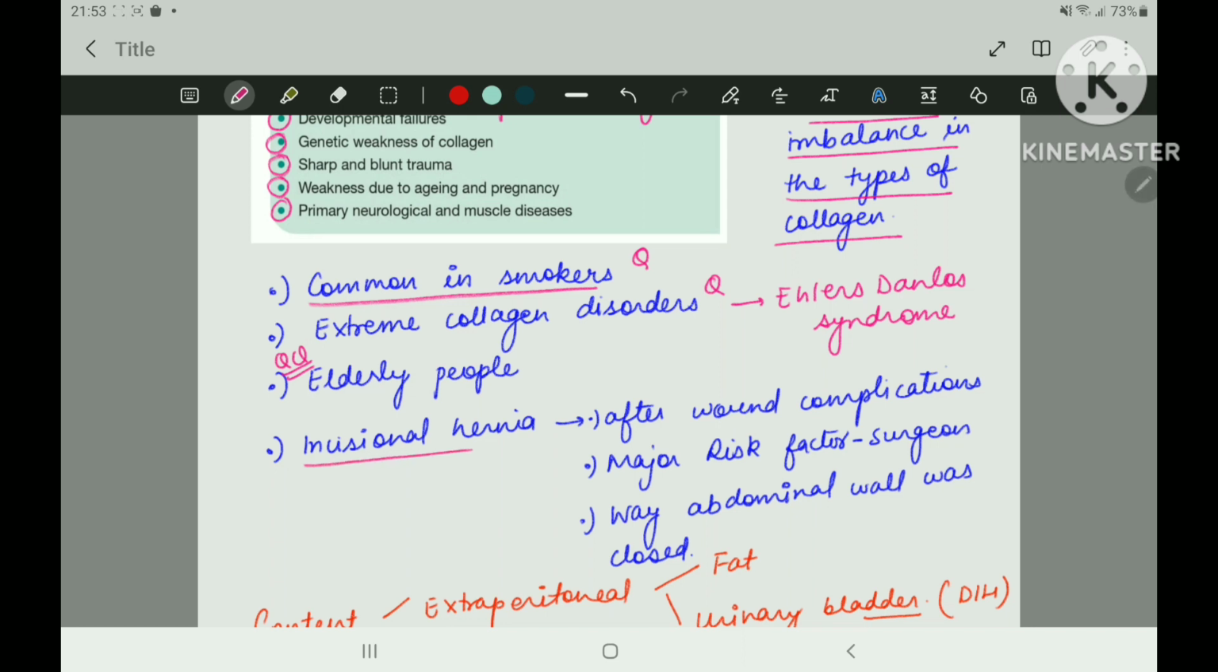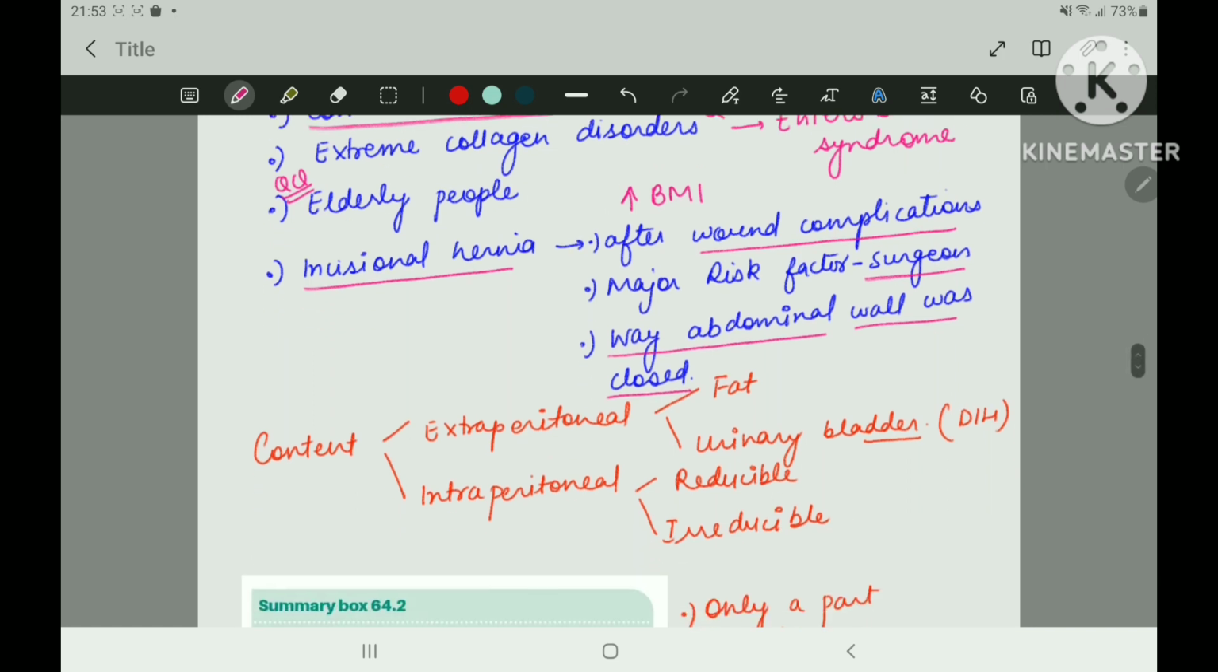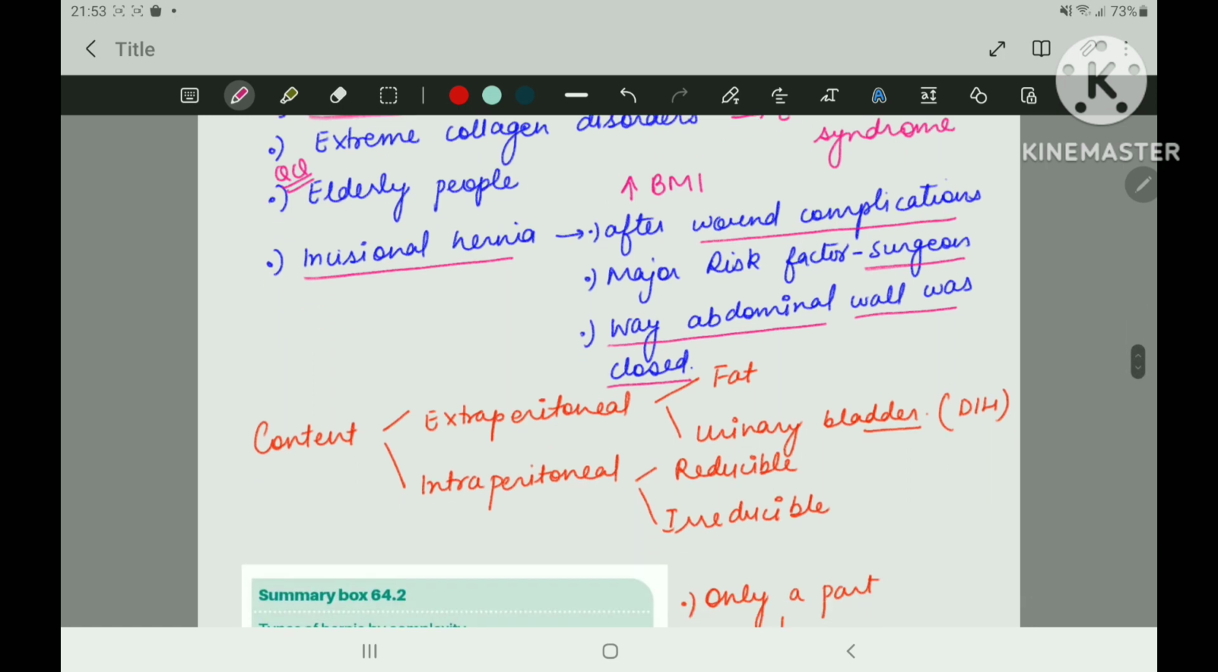Then incisional hernias are commonly seen after wound complications and are usually associated with high BMI. And the major risk factor which is described is, usually we should not say, but the surgeon is the factor. And then the way in which the abdominal wall is closed is also an important factor which needs to be kept in mind.